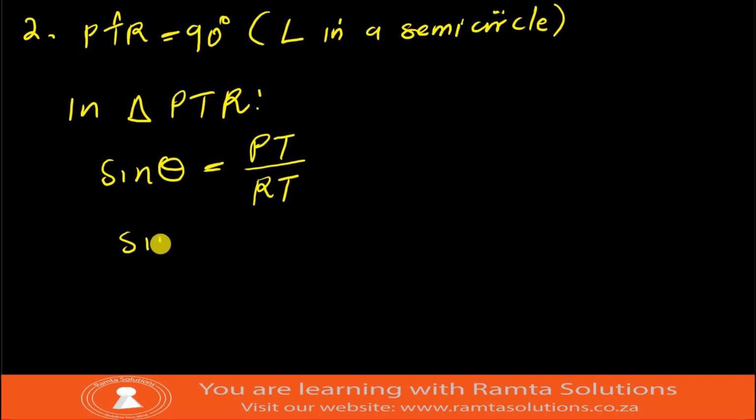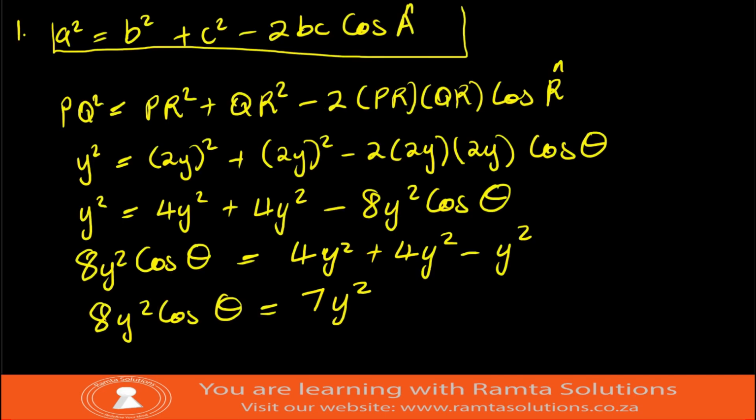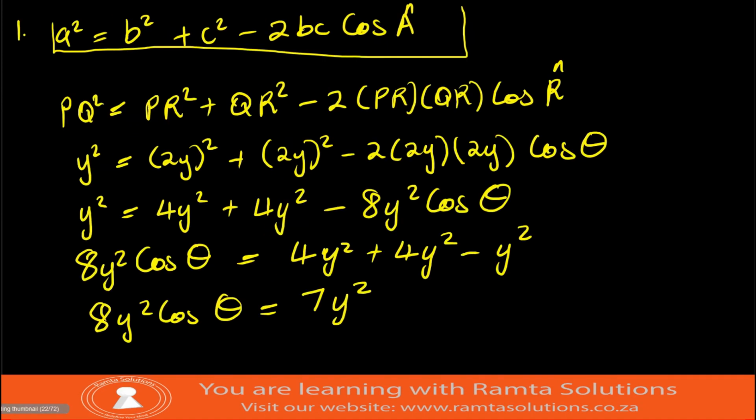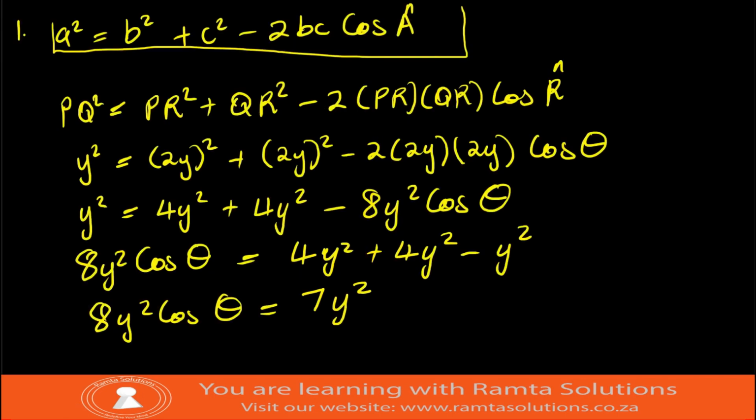So sine theta equals PT over, what is RT? Is it RT? No, it's PR. Let me fix that. I'm sorry about that. It's PR. So what is PR? It is 2y. Let's go back to check it. Can you see that? PR is 2y.